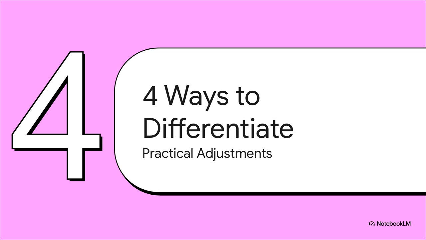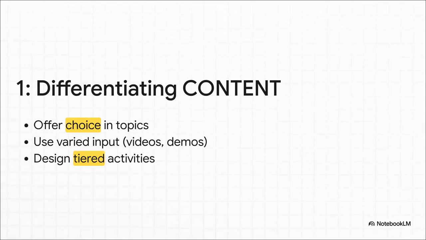Okay, this is where the rubber meets the road. How do you actually do this stuff in a classroom that's already buzzing with a million other things? Well, the great news is we can break it all down into 4 key areas: the content, the process, the product, and the support. Let's break them down one by one. First up, we've got content. This is all about the what you're teaching. And simple tweaks here can be a game changer.